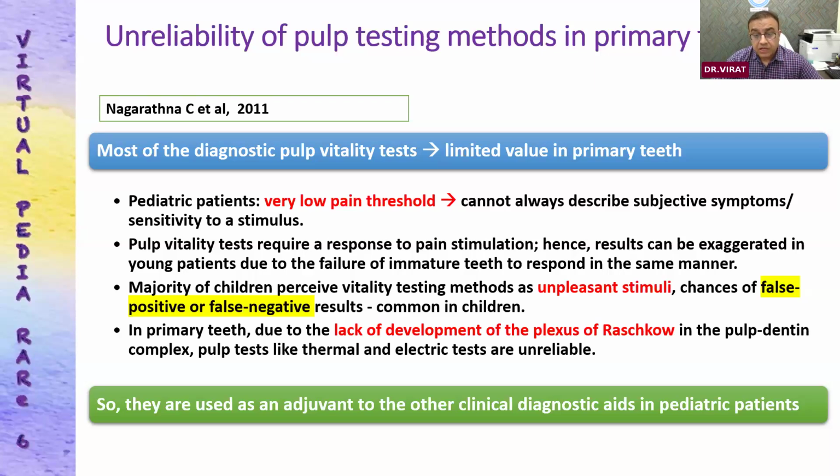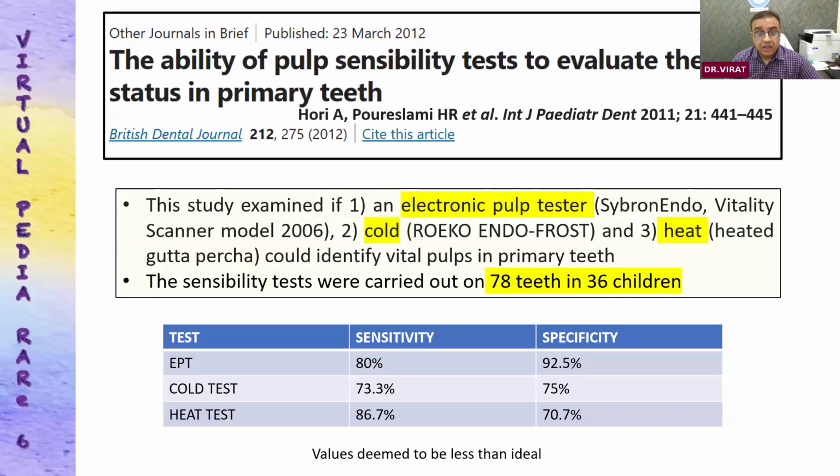Also, in primary teeth, due to lack of development of the plexus of Raschkow in the pulp dentin complex, pulp tests like thermal and electric tests are unreliable. Therefore, they are to be used as an adjuvant to other clinical diagnostic aids in pediatric patients. However, a study done by Fulling in 2012 evaluated the electric and thermal tests, in which they found that the EPT has the highest specificity of 92.5%, and the heat test has demonstrated the highest sensitivity of 86.7%.